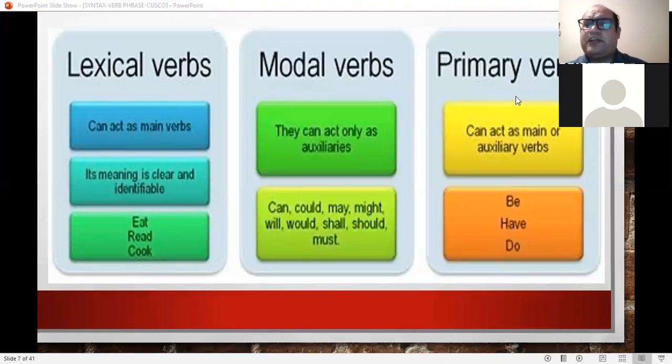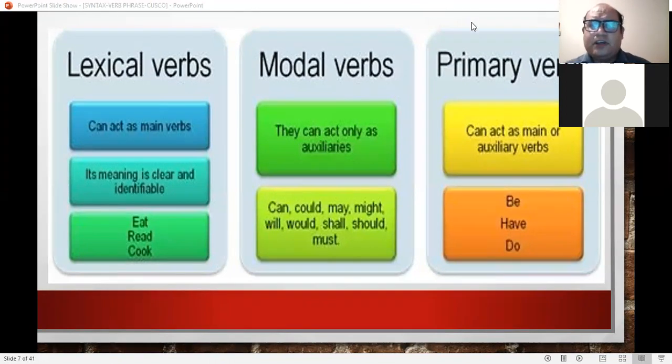And then we have the primary verbs, the supporting verbs. They can have two functions, as main verbs or as auxiliary verbs. Here you have be, have, and do. Remember: lexical verbs, modal verbs, and primary verbs. Do, have, be can act as a main verb or auxiliary verbs, all right? Remember, when we make the verb phrase, we are going to use these verbs: sometimes just the lexical verbs, sometimes with modal or primary verbs, sometimes both.